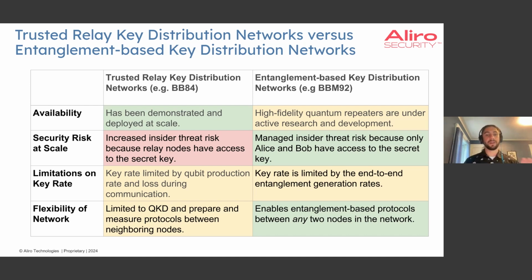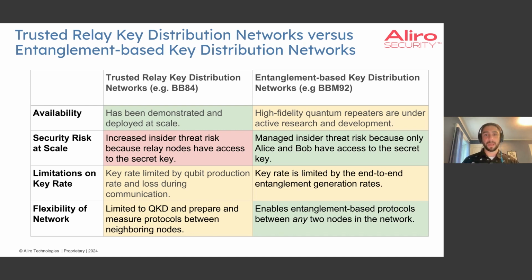Now, finally, we can talk about how flexible a network is. Is it multi-purpose or not? Trusted relay key distribution networks are really limited to prepare and measure protocols between neighboring nodes. So QKD works well for this. You can maybe apply these networks for randomness generation as well. However, there's very few applications beyond QKD or randomness generation that could be applied in these networks.